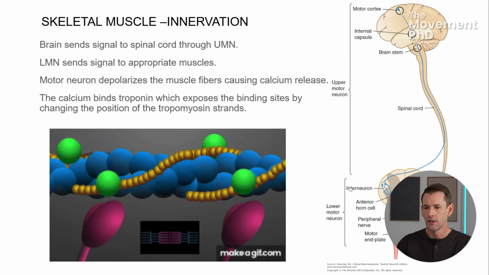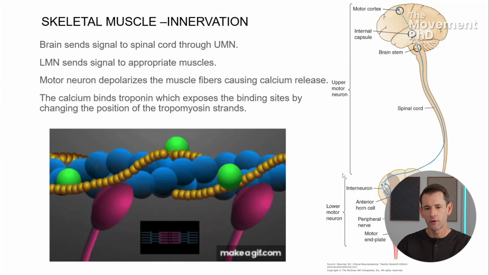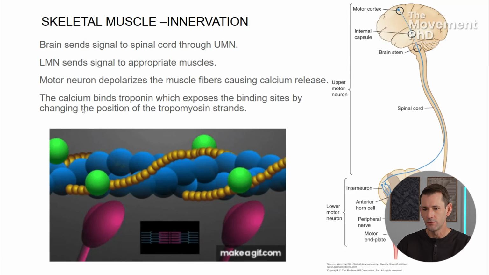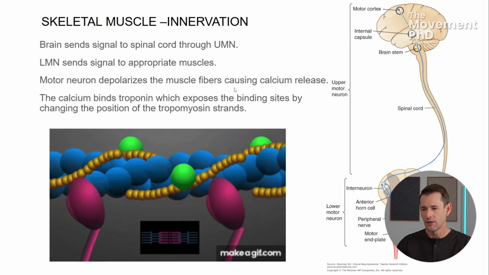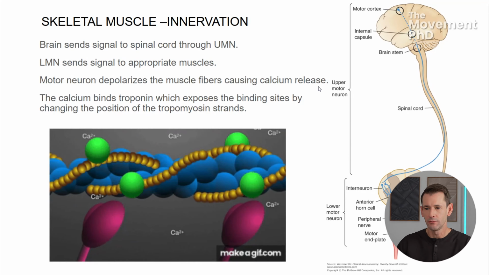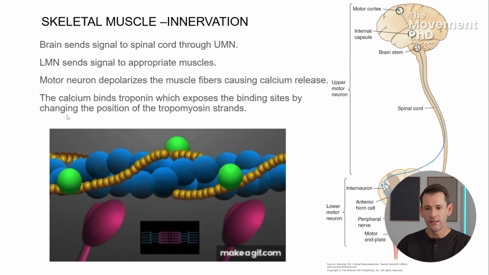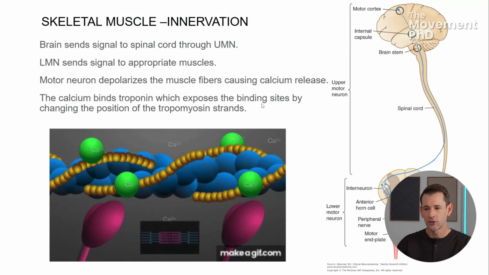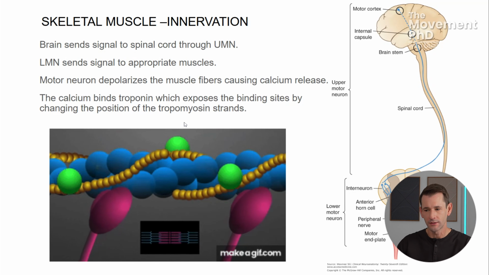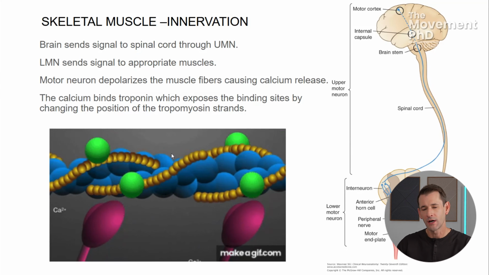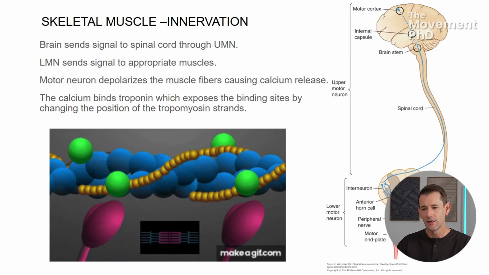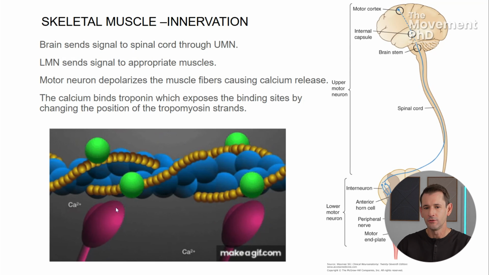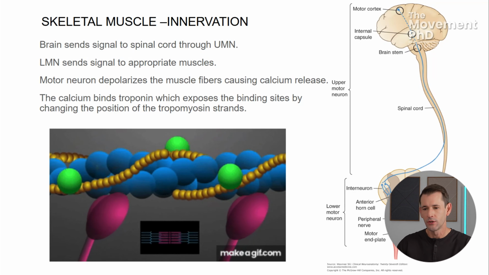Once that lower motor neuron, or that peripheral nerve, synapses with that motor end plate there at the muscle, that motor neuron depolarizes the muscle fibers, which causes calcium to be released. This calcium, now inside that cell of the muscle, binds with troponin, which then changes the structure of that tropomyosin strands, and it allows that myosin to attach to the actin and pull those actin filaments towards the midline. We'll take a deeper dive into that contraction in a few slides, but this is just an overview.